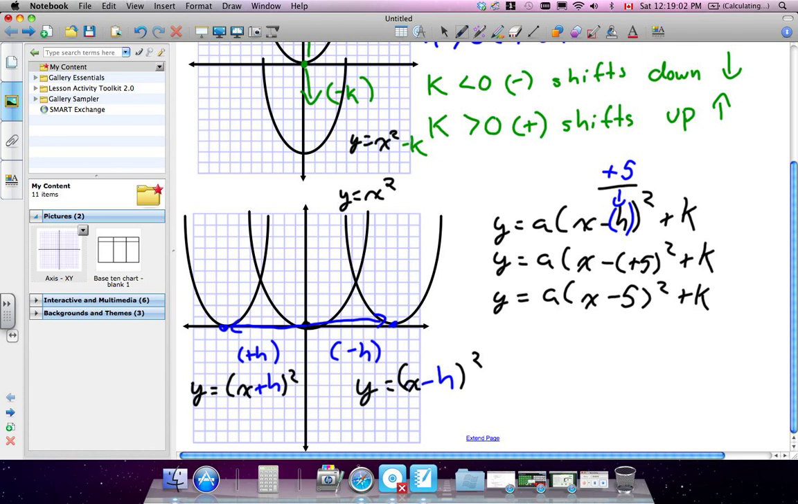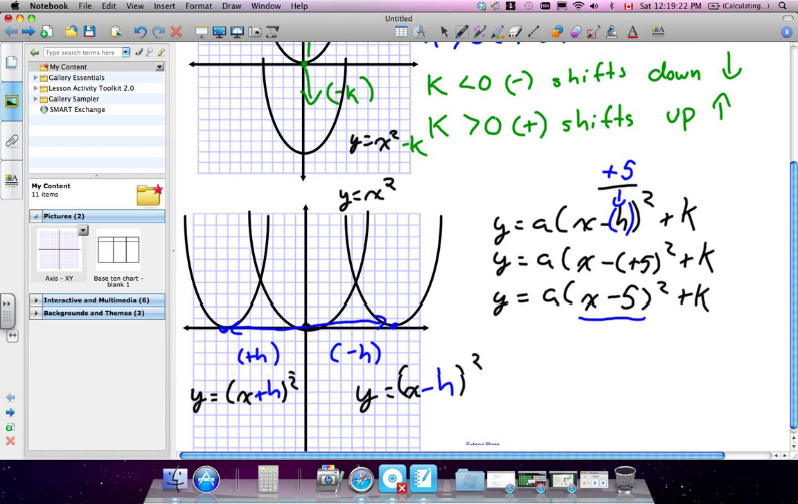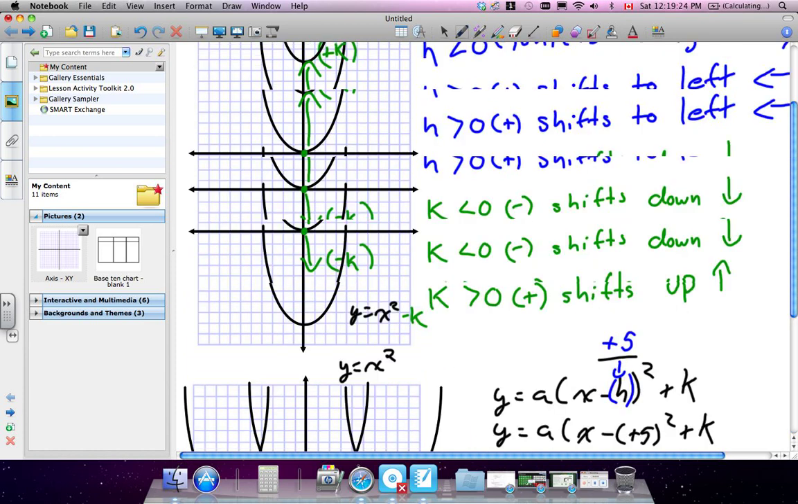So the h is actually a positive number, but when it goes into the equation, it looks negative. That's why we say that it acts opposite of k. It actually does go to the right 5, it's just the number looks negative. Does that make sense? Have you seen this before? Or a little? Okay. So those are called phase shifts. That's a phase shift left and right. This is a phase shift up and down.